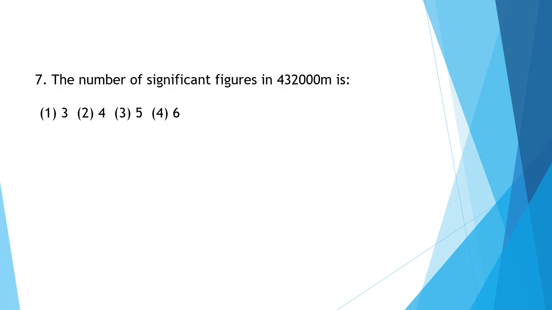Question number 7. The number of significant figures in 432,000 meter is... So as you can see, there are 6 significant figures, therefore the correct answer is option 4.